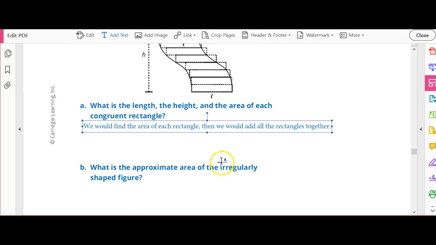So what is the approximate area of the irregular shaped figure? Well, it would be the length times the height of the rectangle. So I would have this rectangle plus this one plus this one plus this one. How many times? H times. So length times height.